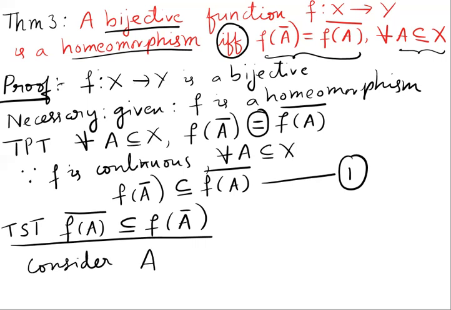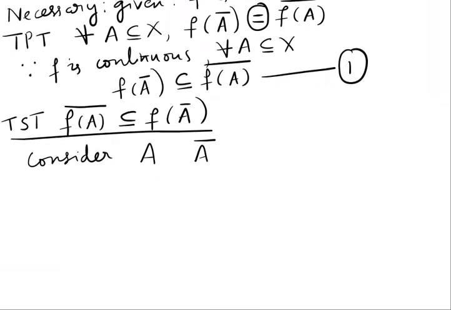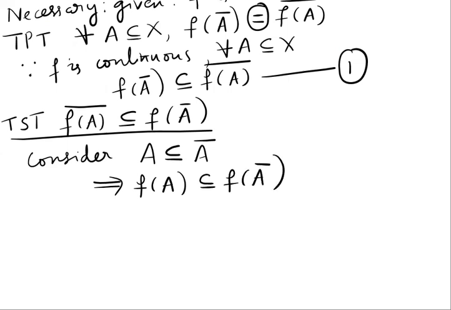Now, very simple. Let us consider A and A bar. What is the relationship between A and A bar? We know that A is contained in A bar, correct? Whenever A is contained in A bar, what about the images? f of A will also be contained in f of A bar. Agree? And what is A bar? Definitely A bar is closed. Remember, once you put bar, it is closed.